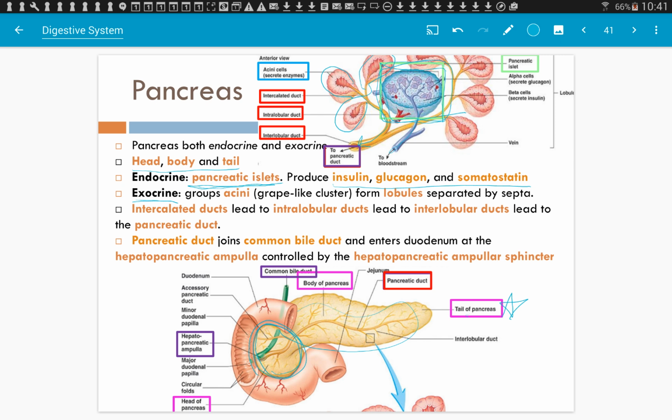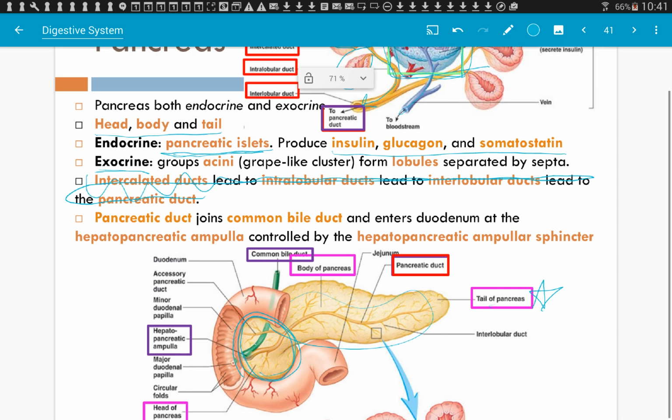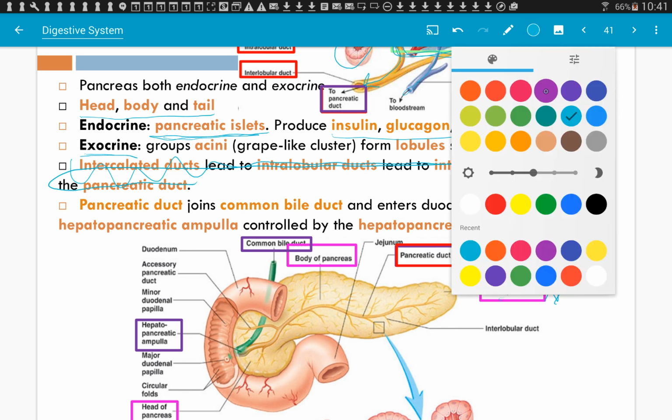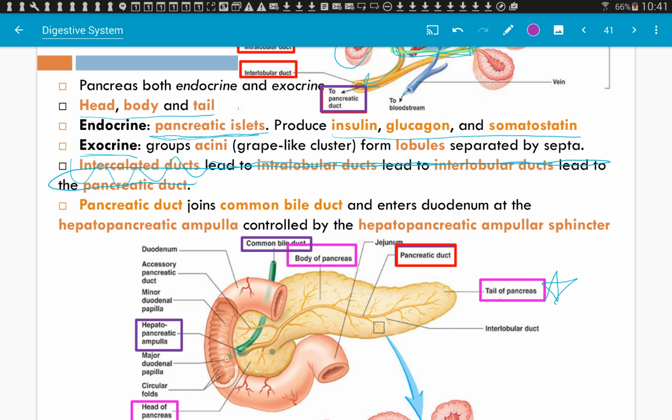Don't worry about this part right here. So looking at this bottom picture a little closer, I'm going to erase my blue. Pancreatic duct. So right here, I'm going to do it in purple. This is your pancreatic duct. You see how you have the smaller ducts that come in and join together. And so it's collecting all of those digestive enzymes.